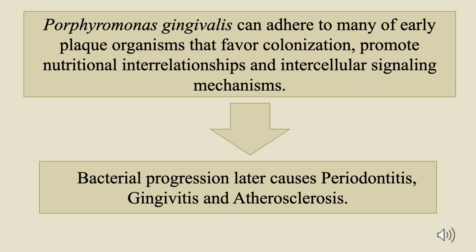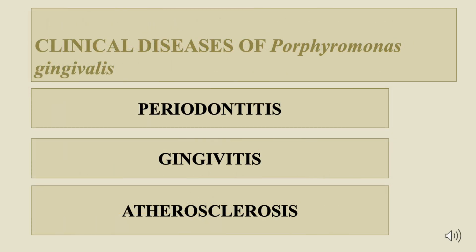Step 5. Porphyromonas gingivalis can adhere to many of early plaque organisms forming biofilm that favor colonization, promote nutritional interrelationships and intercellular signaling mechanisms. Finally, bacterial progression causes periodontitis, gingivitis and atherosclerosis. Clinical diseases caused by the bacterium Porphyromonas gingivalis include periodontitis, gingivitis and atherosclerosis.